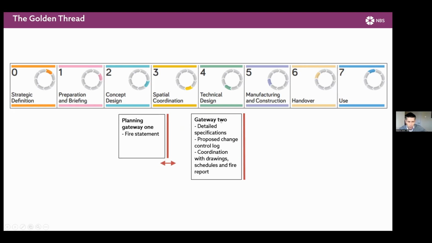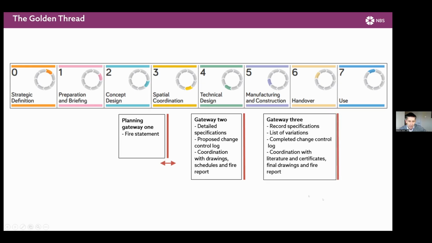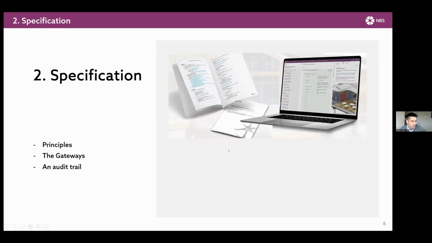But on gateway 2, I've highlighted some of the things that came from the initial guidance, things like detailed plans, detailed specifications, how change controls can be managed, how the information is all going to be coordinated. And then that key, which is maybe not focused on as much as it should be at the moment, the record handover, information record. So that might have been what was designed, but what was actually built, what were actually the products that went into the building, what was varied, etc. All the certifications. So 3 significant points there.